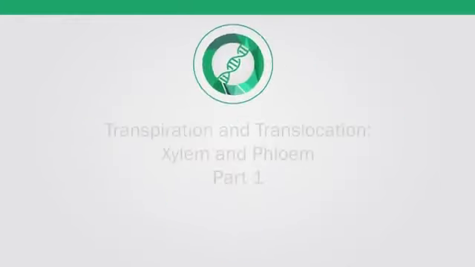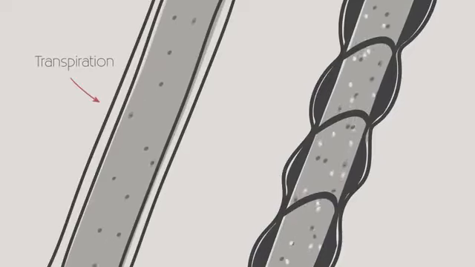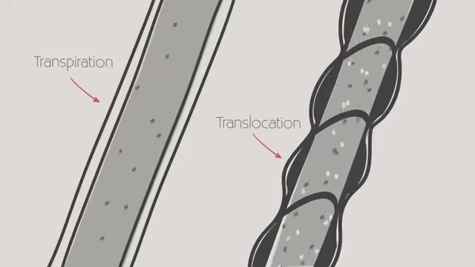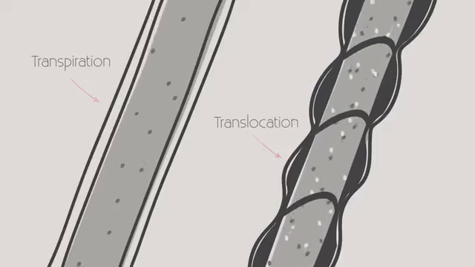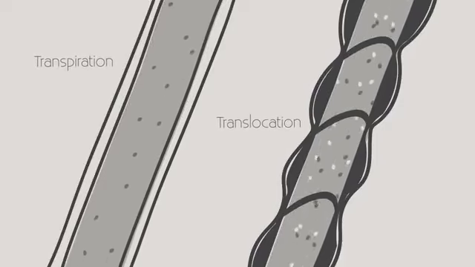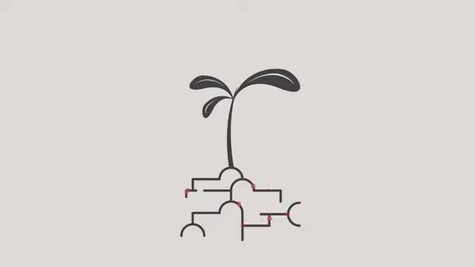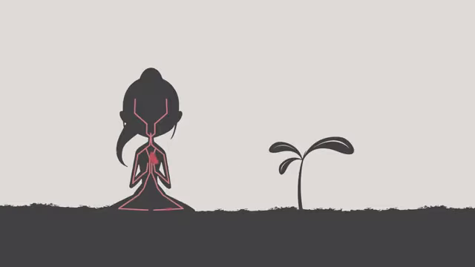We could just say movement of water and minerals and movement of glucose and amino acids, but this is science, and so we like to have special terms to describe these processes. In this three-part video, we are going to look at the transport systems in plants for moving food, water and minerals around. We have a beating heart and circulating blood, but what do plants do?